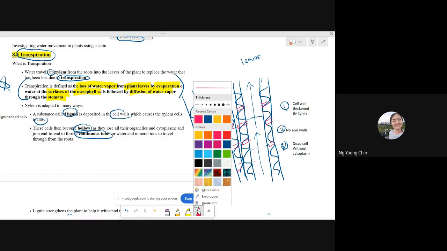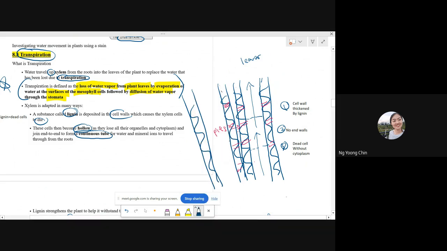So whenever they have a pit, which is a small hole on the xylem vessel wall, it allows the water to move sideways. Okay, so we call it sideways movement of water. Pits are for the sideways movement, meaning the water is able to move to the adjacent xylem vessel. Sideways movement of water.